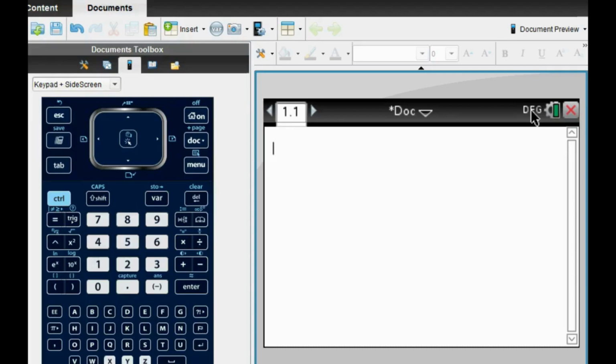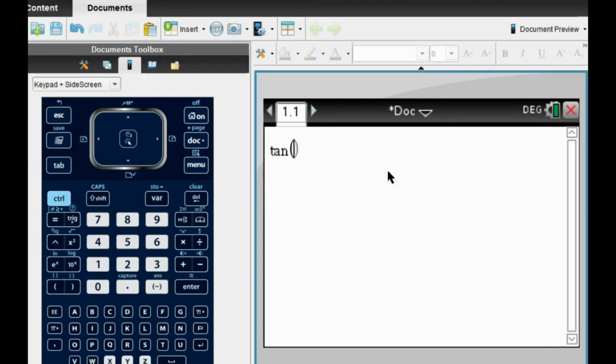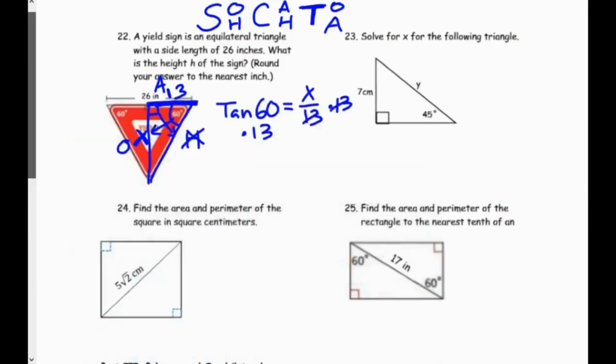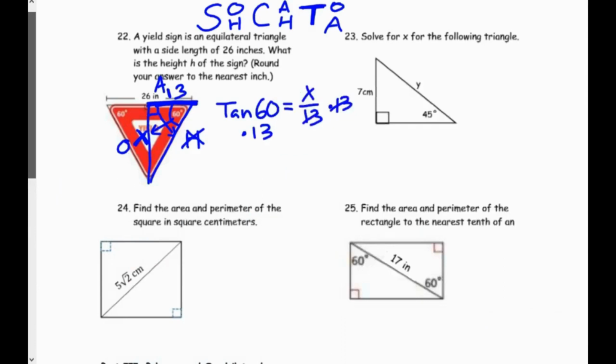Now you might remember this. I hit this trig button right here. Okay, so I'm going to hit the trig next to the number 7. Hit tan 60, end the parentheses, times 13. In one step, because I'm in degrees mode, I get 22.52. My missing length in inches right there.